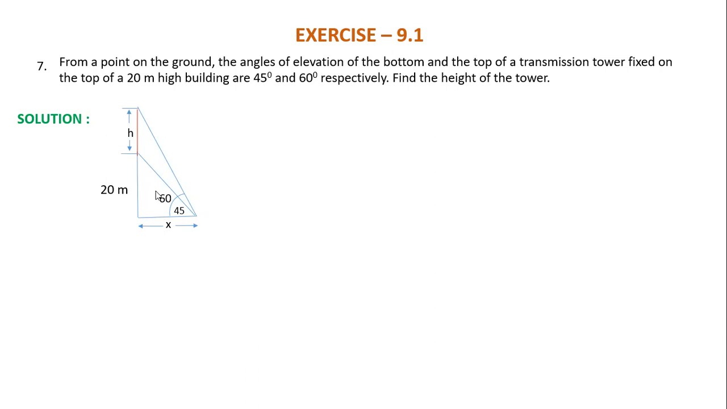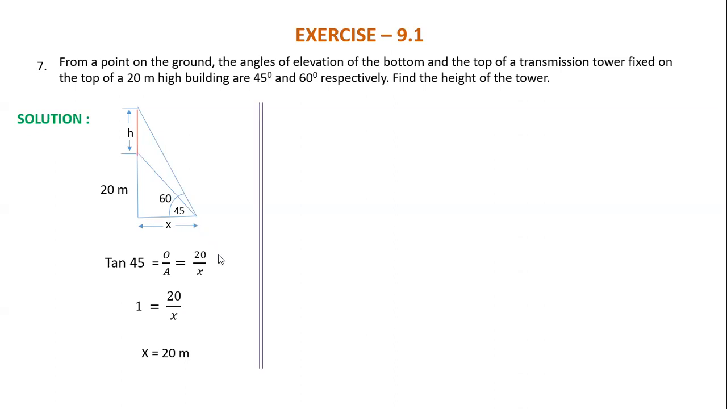Now, let us take the bottom triangle first. This is 20. This is the opposite and this is the adjacent. So tan 45 is opposite upon adjacent, that is 20 upon x. Tan 45 is 1. 1 is equal to 20 upon x. x is equal to 20 meters. That means this is also 20 meters.